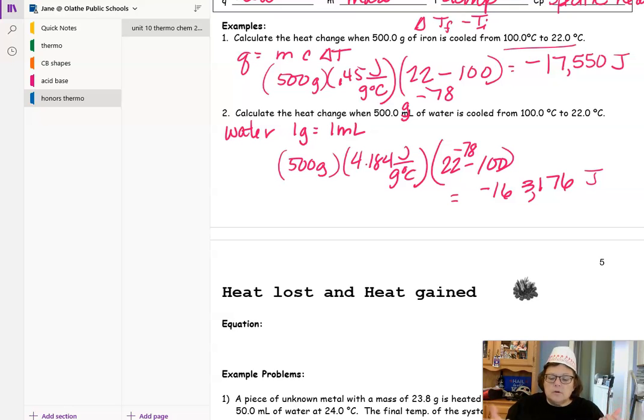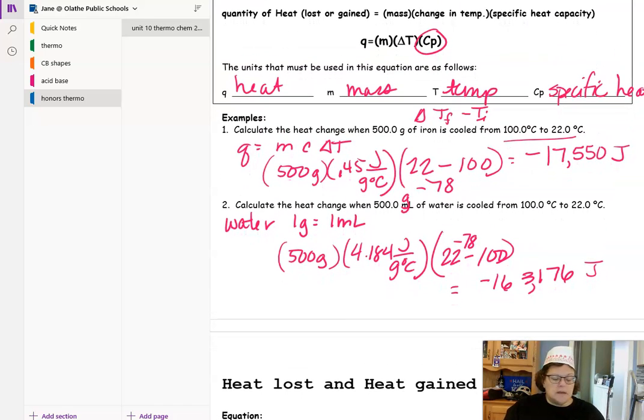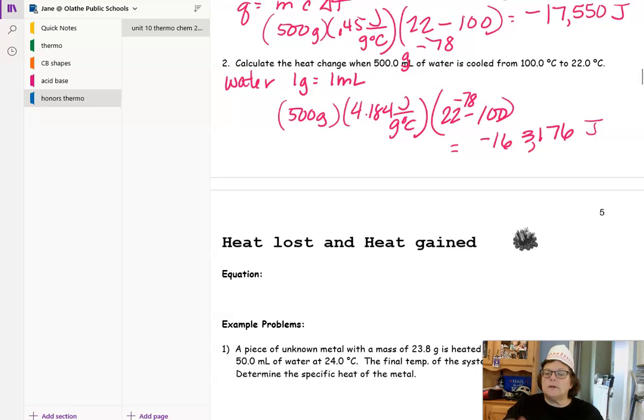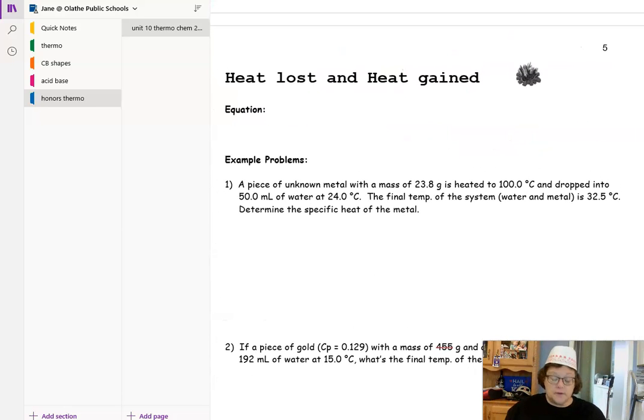So a chunk of iron or an amount of water that are the same, which is going to heat up easier? The iron, because it's taking less energy to heat up. Which is going to take more energy to heat it up? The water, because it has a higher heat capacity. All right, we'll stop there for today.